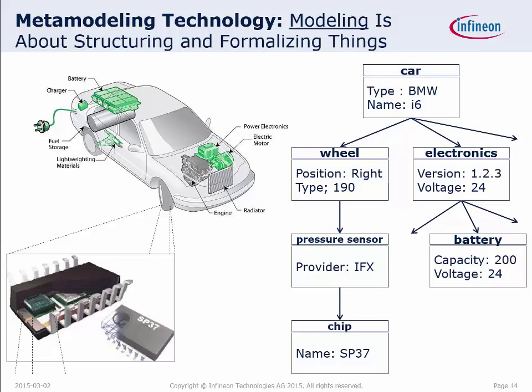And as in this example for register specification, you would say you have a component which has registers, and registers have bit fields, and bit fields have constants, for example. Then you can say your module has interfaces and ports, and how interfaces are related to registers. You can express all this with metamodeling, or let's say modeling, structuring and formalizing things.